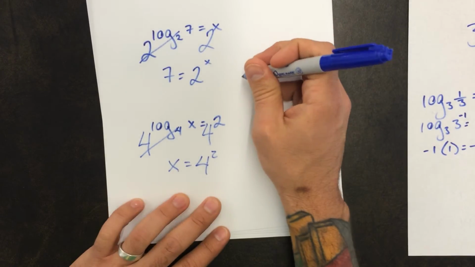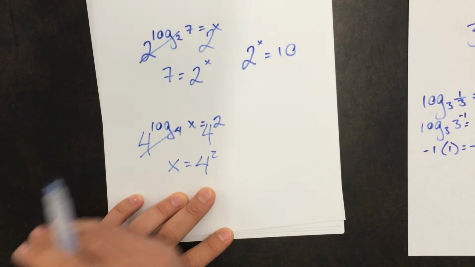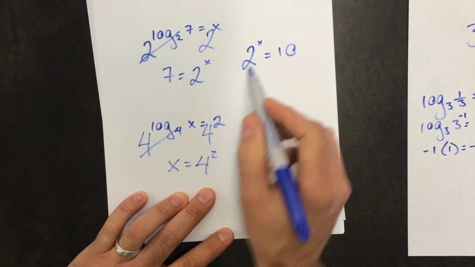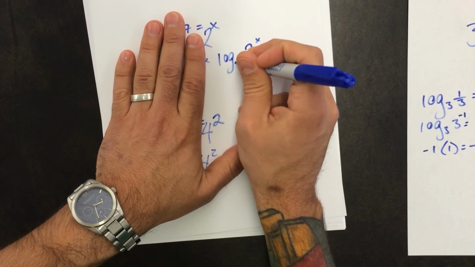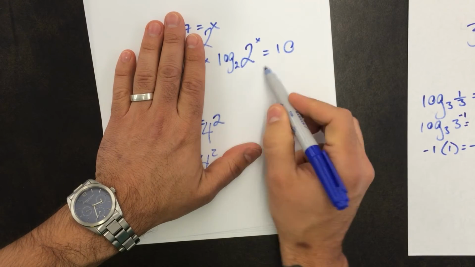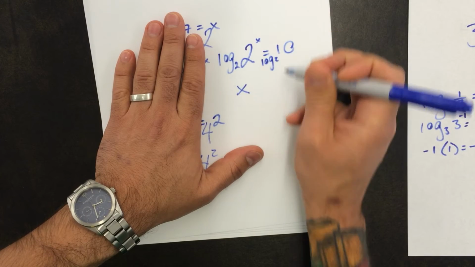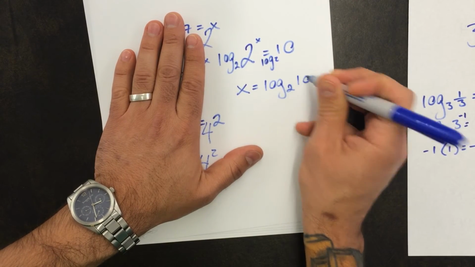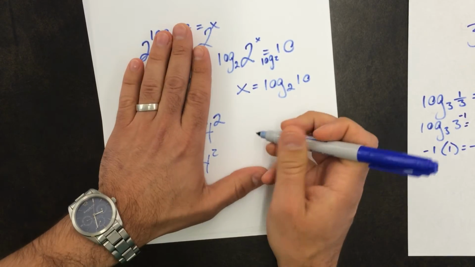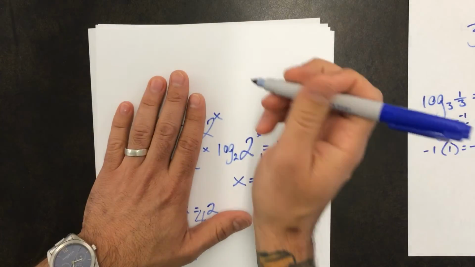Going the other way, if I have 2 to the power of x equals 10, and I want to write it in logarithmic form, in order to cancel this out, I have to do log base 2 of 2. Those cancel out. I'm left with just x. Whatever I do to one side, I do to the other. So it's going to equal log base 2 of 10. And we're just writing them out. We're just doing examples, okay? So we're just trying to learn how to write them out.